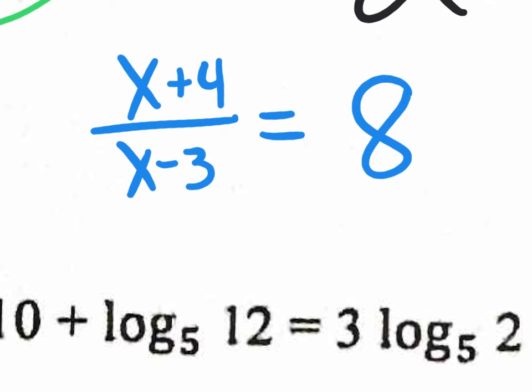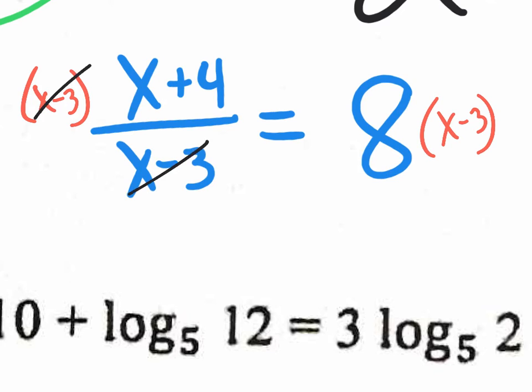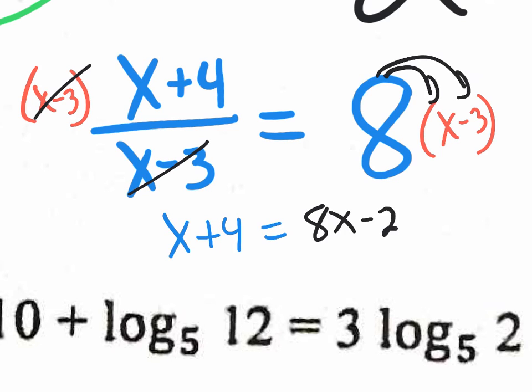And once again, we have a fraction. We don't want a fraction. What are we going to do to get rid of that fraction? Multiply by what? That's right, x minus 3, the denominator. We do to one side, do to the other side. So yeah, right here, x minus 3 cancel out. I have x plus 4 equals, let's distribute, 8 times x is 8x. 8 times negative 3 is negative 24.